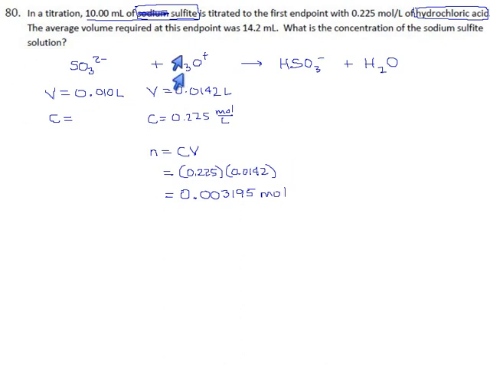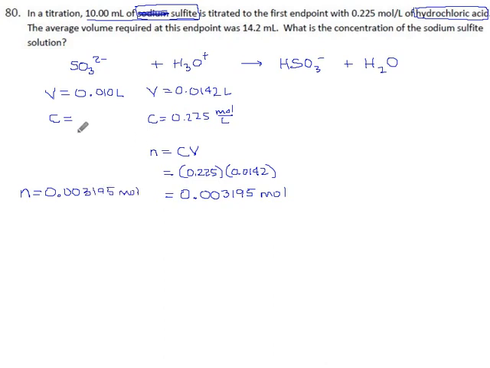That's the moles of H3O. Now, the ratio for these is 1 to 1. Almost always when they say first endpoint, the ratio is going to be 1 to 1, and that's very nice. It means our number of moles for the sulfite is the exact same number as what we just found. We have equal numbers of moles of both of these chemical species.